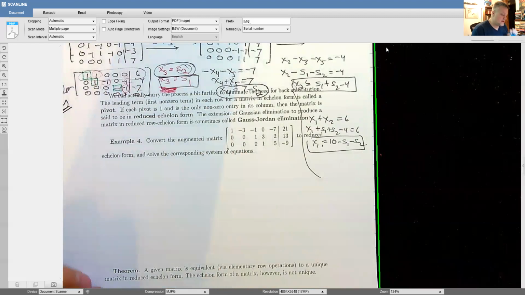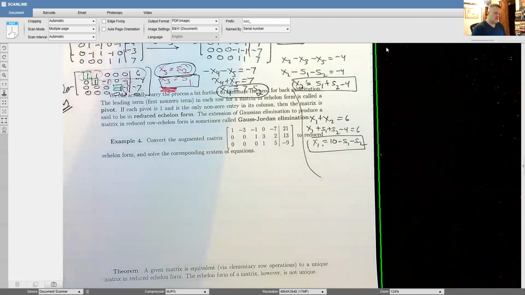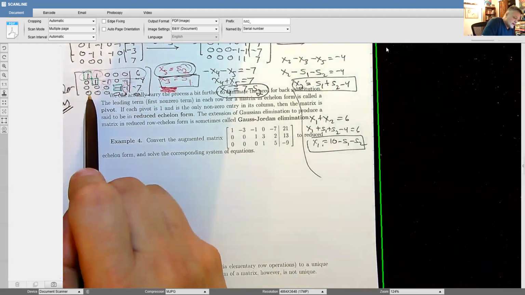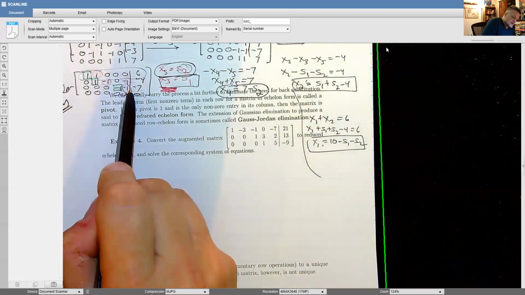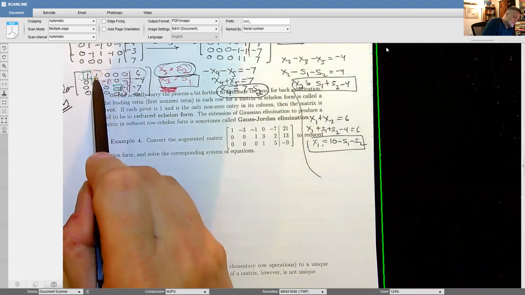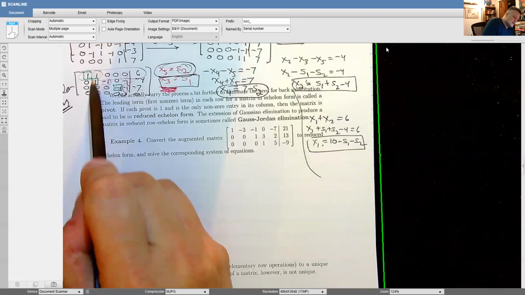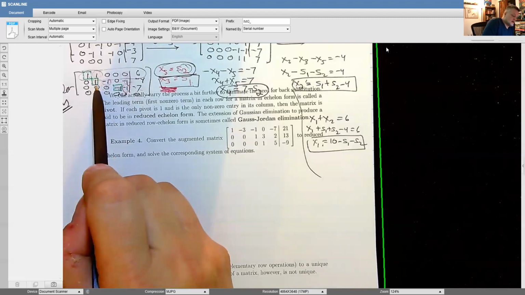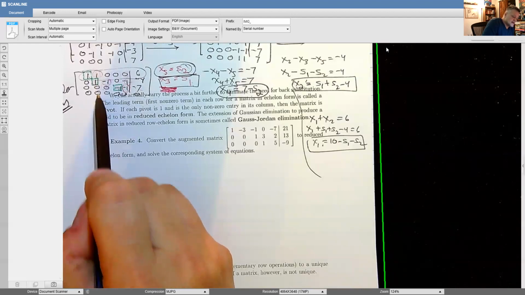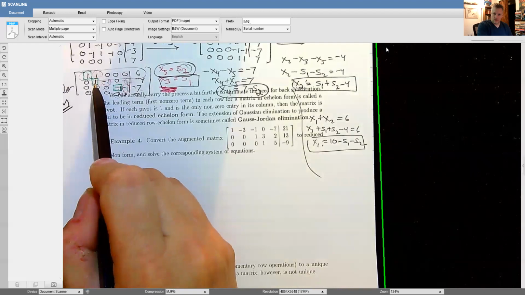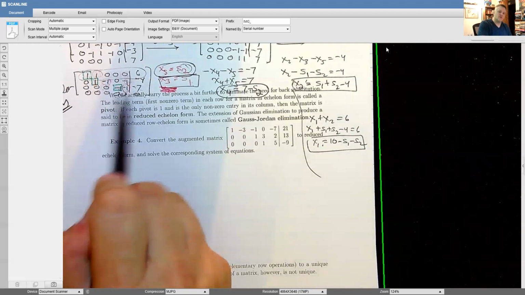But not only that, the pivot can be the only non-zero entry in a column. So here we're good with that. If I multiplied this by -1 to get rid of that negative sign, this one's fine. But this guy here is not in reduced echelon form because there's another non-zero entry in the column containing that pivot. All right, so this is not in reduced echelon form.